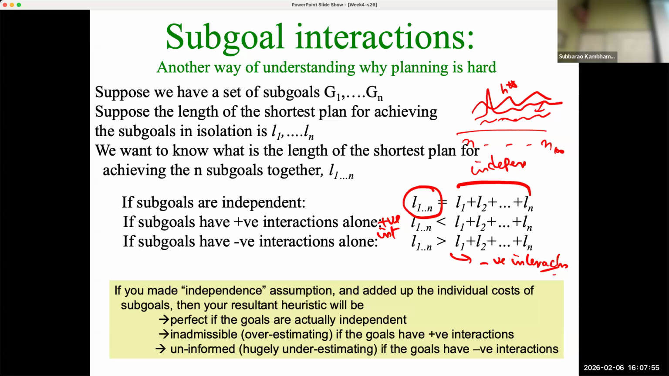If they have positive interactions, that means doing G1 makes you also do G2 on the side, or doing G1 makes you get partial progress towards G2. Then if you're doing G1 and G2, essentially you can have a plan that's smaller.